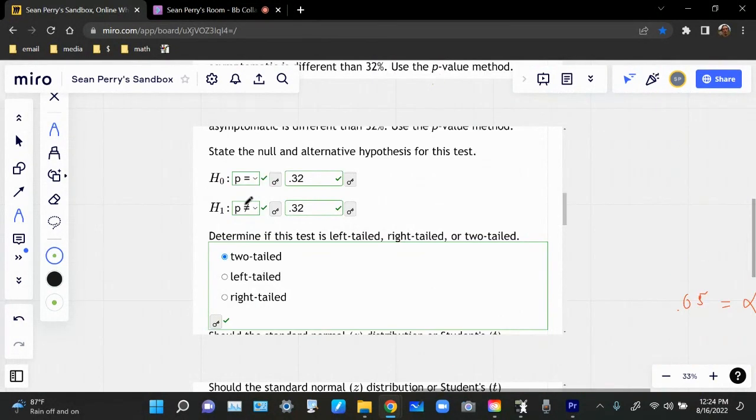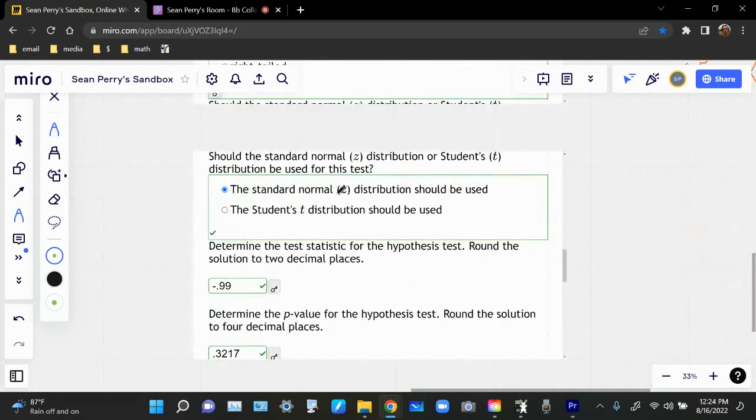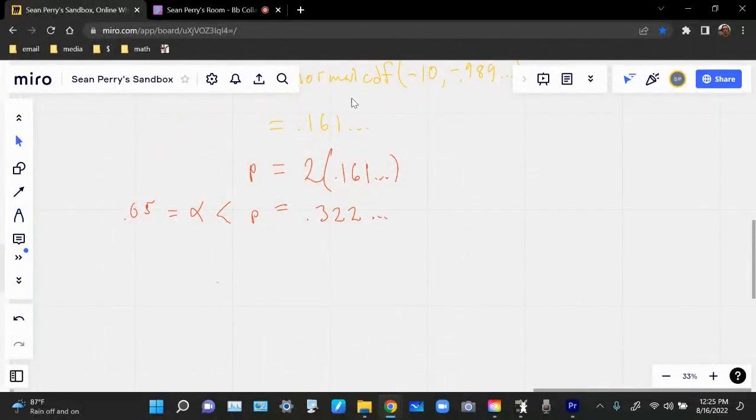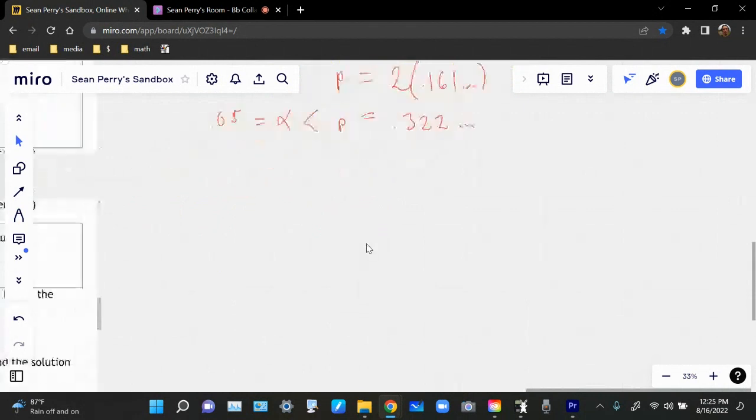So, right, because they're looking for a difference from 32%, we use not equal to, and equal for our null hypothesis. Not equal to means we care if it's too little or too big, and so this is a two-tailed test. We use a Z distribution because the sample size is large and we're dealing with proportions. The test statistic, as we calculated, was approximately 0.99 if we round, and the p-value wound up being 32.17%. If we had taken this value out to several more decimal places, we would get the correct values there.